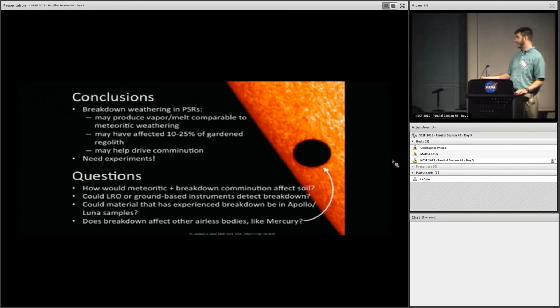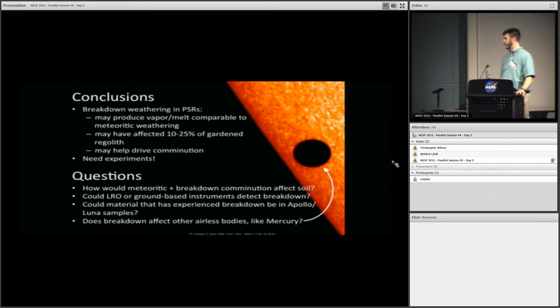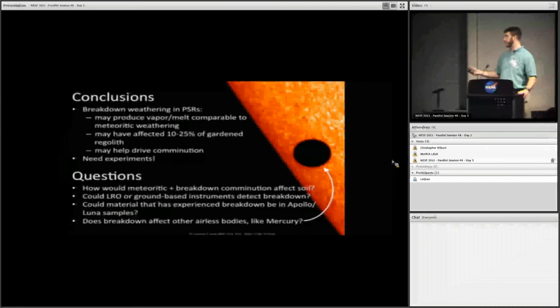And then there's a lot of open questions. If breakdown is going on, how does that mix in with meteoritic comminution? Is it possible for LRO or maybe even a ground-based instrument to detect breakdown as it happens, so sparking in those PSRs in particular? So far, the answer is negatory, but we've only had a couple really tiny events, so maybe there's a big one in the future. Could the material be in some of the samples that we have? And does it affect other airless bodies like Mercury here? That's experiencing many more SCP events, much larger ones. It's also experiencing a heavier rate of gardening as well. So that's something that we're going to be looking into in the future.